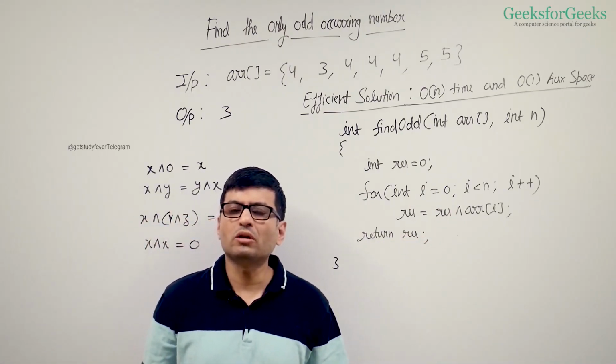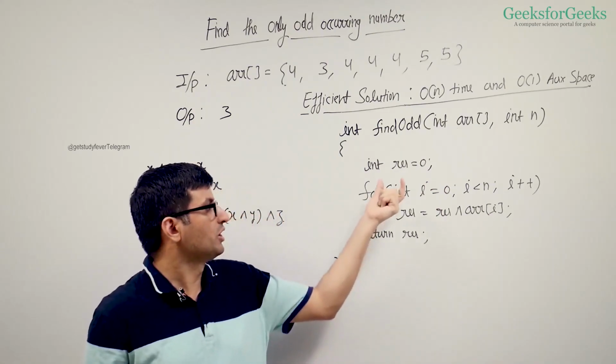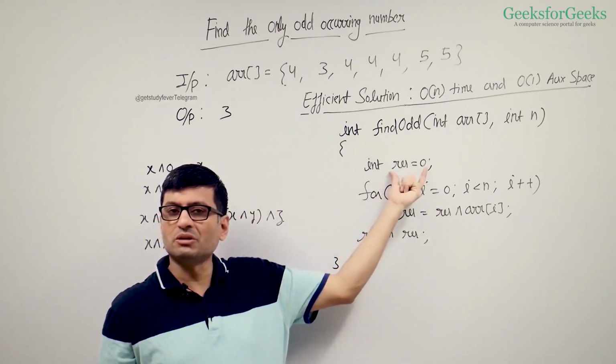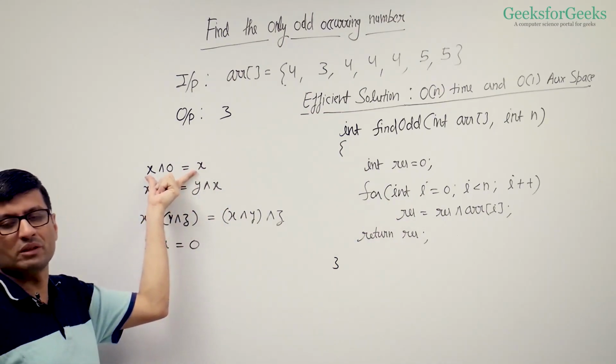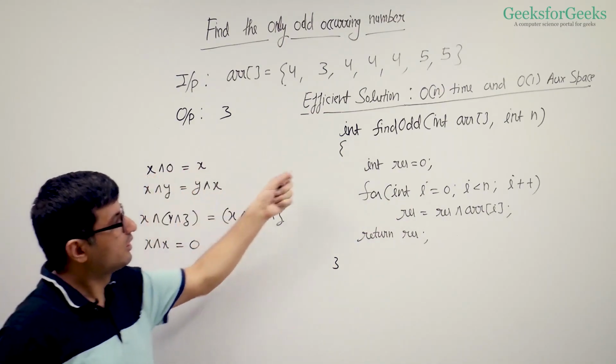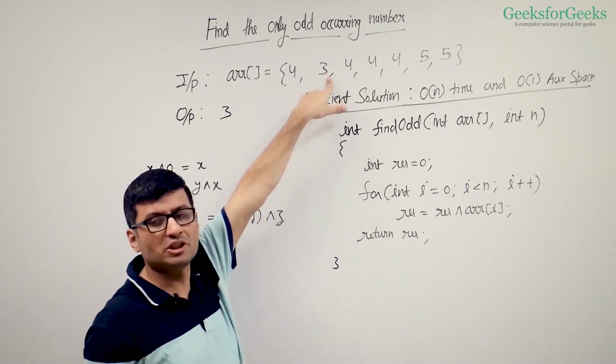So it's a simple code. We have simply done XOR of all the numbers. Initializing result with 0 is important because of this property: if you do XOR of a number with 0, you get the same number. So your output for this case is going to be 3.